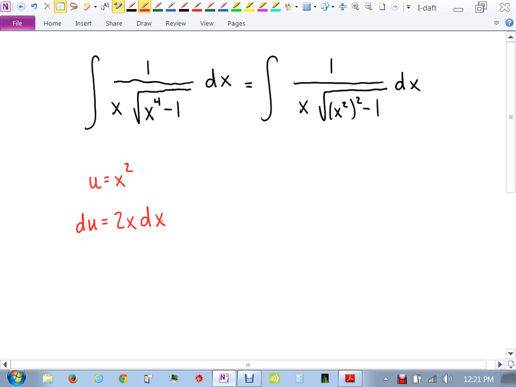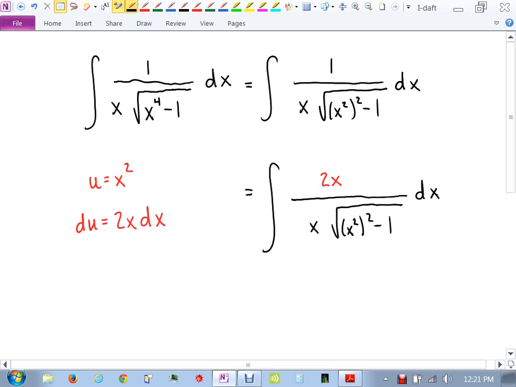We can make a 2x dx appear. To do it, though, we're going to have to do this. Well, what are we going to have to do? You tell me. Okay, I can put a 2x on top and then rewrite the whole problem. Here's my x, here's my root, x squared squared minus 1 dx. But now I need to introduce the 2x I just threw up top, right? So there's my magic.